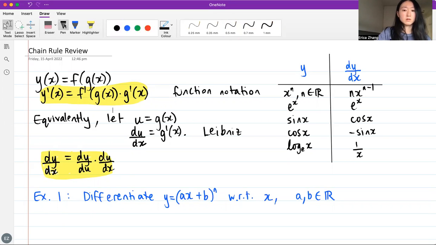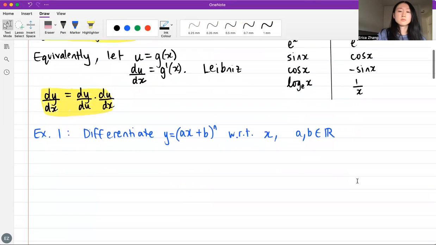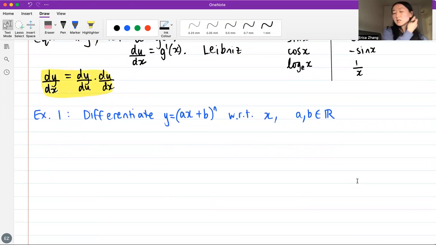Okay, so let's look at our first example. We can see it has the form of a power function, only instead of x to the n, we have a function of x to the power of n. So let's use our substitution. Let's write that y is equal to u to the power of n, right? Where u is the inside function, or g of x. And u we will define as ax plus b.